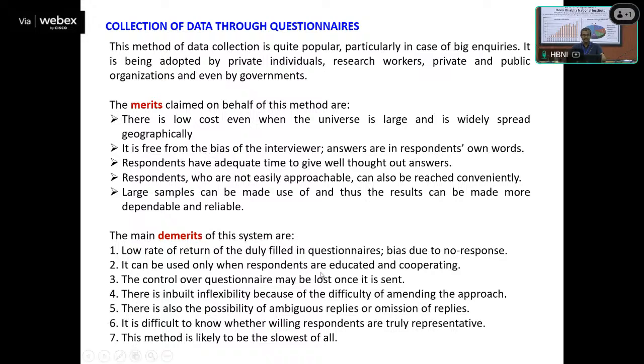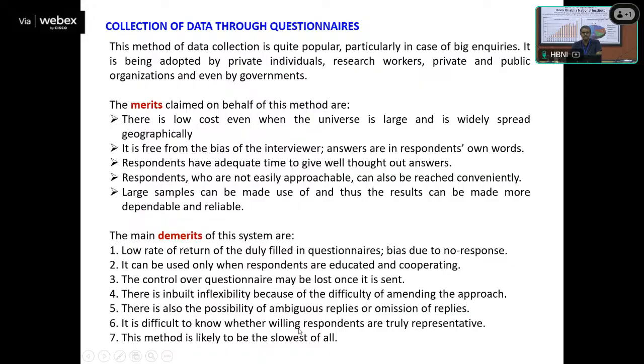It can be used only when respondents are educated and cooperative. So the cooperation of the respondent is very much required. The control over the questionnaire may be lost once it is sent. Once it goes out of hand, you cannot modify the questionnaire. There is an inbuilt inflexibility because of the difficulty of amending the approach. There is also the possibility of ambiguous replies or omission of replies. Ambiguous replies you cannot eliminate, and some respondents may not reply to certain questions, so there you will face difficulty.